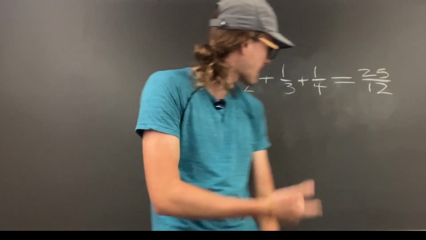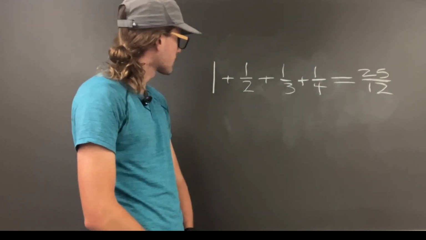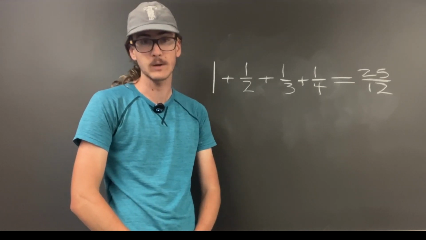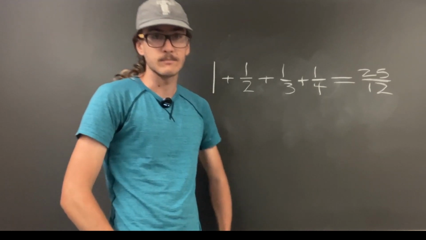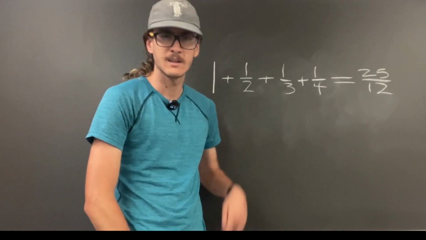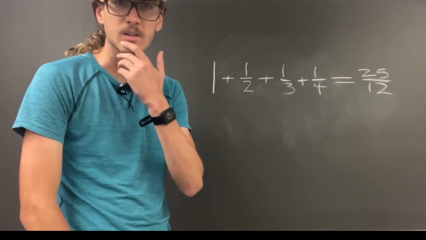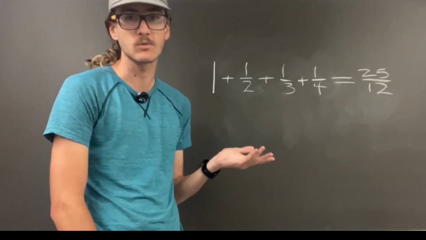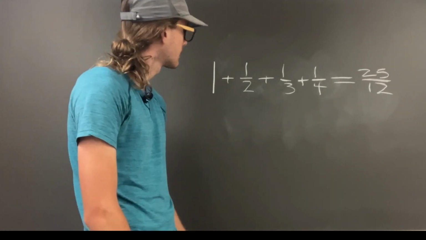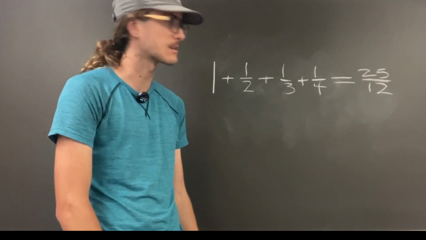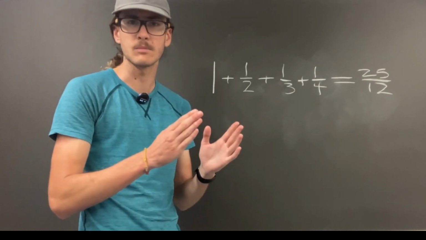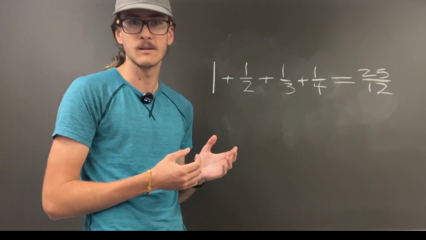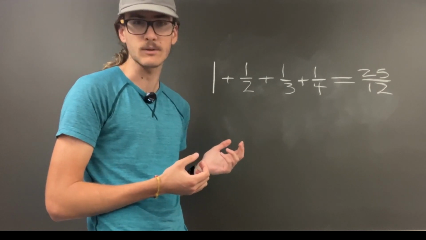Let's try it out with this pattern. 1 plus 1 half plus 1 third plus 1 fourth equals 25 twelfths. It seems kind of hard to write this in the same way as we did for 9 times 1. You can't really condense that down into just two numbers times each other equals a new number. We're probably going to have to do something different with this.